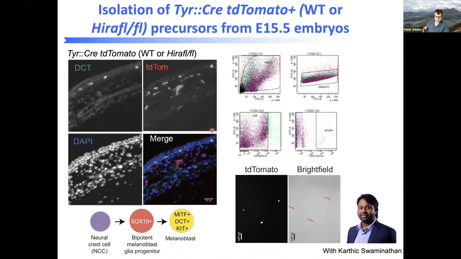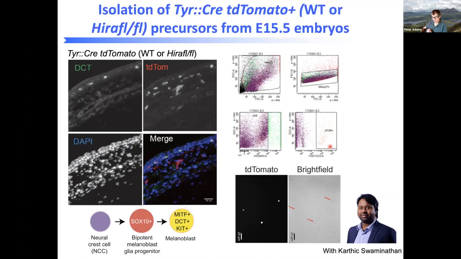So Farrow wanted to understand more about this defect in the HIRA knockout developing melanoblast. So she isolated these cells from the developing embryos, this time using a tyrosinase-Cre tomato, so that the melanoblasts are fluorescently labeled red, and she could isolate them by FACS analysis. And this was a protocol that she worked out with Karthik, another really talented postdoc in the lab of Lauren Machesky at the Beatson. And Karthik's kind of a card-carrying melanocyte, melanoblast expert.